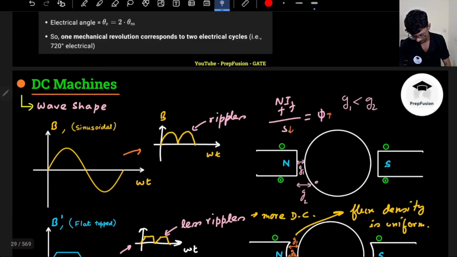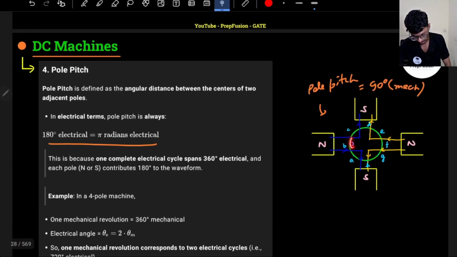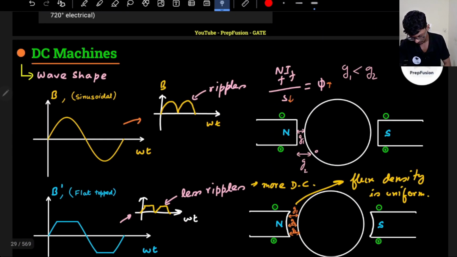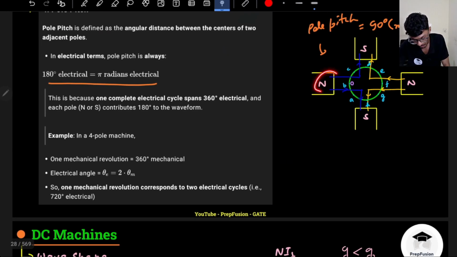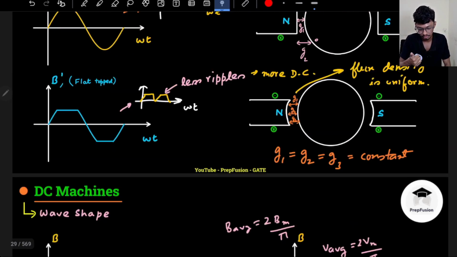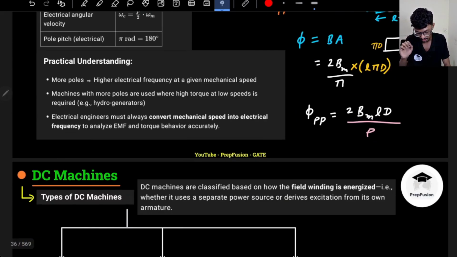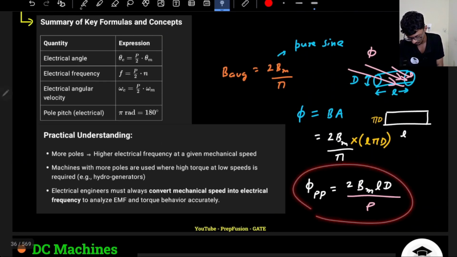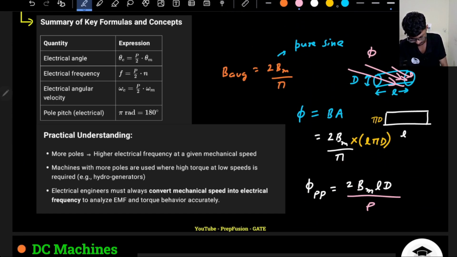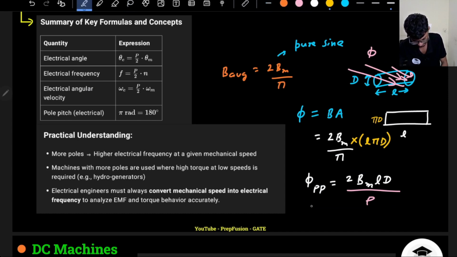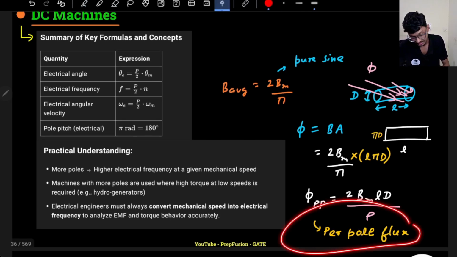Where is the 4 pole picture? Yeah, here. So the conductor will rotate throughout all these poles, and due to that, this is the flux waveform. But how much flux is contributed by a single pole? If I want to find that out, I will simply divide it by the number of poles. Remember, whatever I am deriving here is per pole flux. So this is the per pole flux.